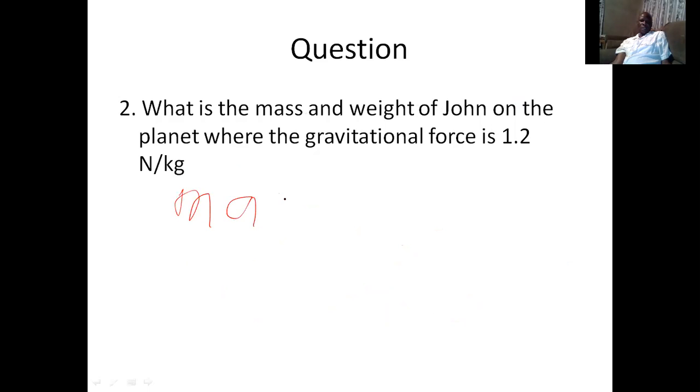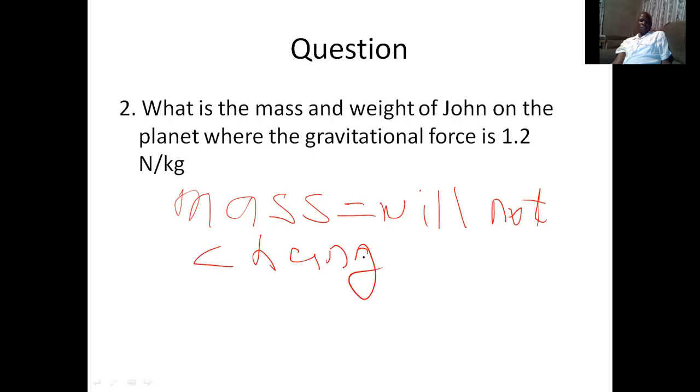As we said, the mass does not change. The mass will not change on every planet because it is a quantity of matter, and therefore it will be the same. It will be 8 kg. What about the second question? What will be the weight?